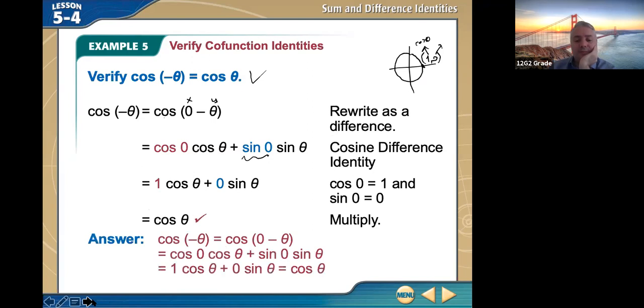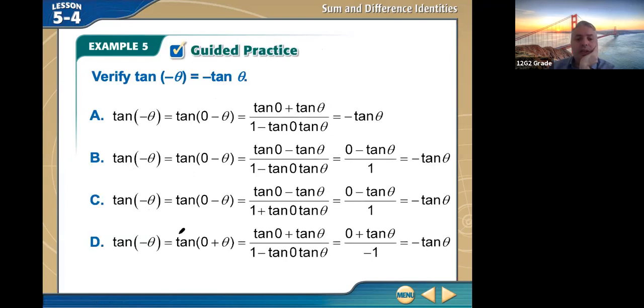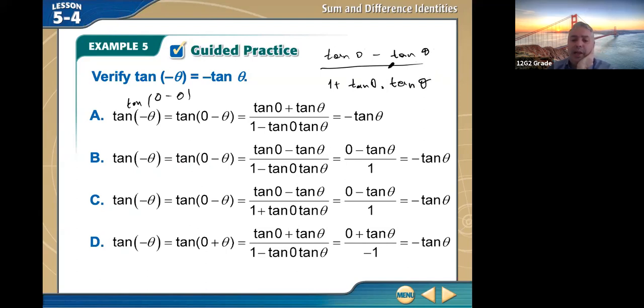Now, it says, how can we prove this? Let's think. Tangent of negative theta means tangent of 0 minus theta. And then the tangent difference formula: tangent 0 minus tangent theta divided by 1 plus tangent 0 times tangent theta. Do we have this case? First of all, the numerator must be minus, right? So this cannot be.